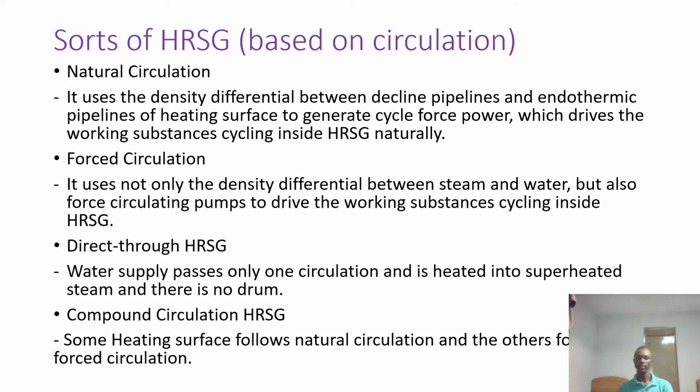Third is the direct through HRSGs. In this case, the water supply passes only in one direction and is heated into superheated steam, and there is no need for a drum. And the fourth sort is based on compound circulation HRSGs. Some heating surfaces follow natural circulation, and the others follow forced circulation in this system.